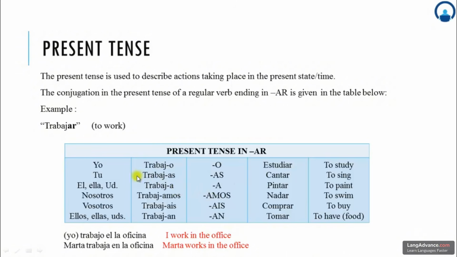Let's start. Yo trabajo. Tú trabajas. Él, ella, usted trabaja. Nosotros trabajamos. Vosotros trabajáis. Ellos, ellas, ustedes trabajan. Now I'll repeat only the conjugations of the verb and I will not repeat the subject pronoun. So focus only on the verb with its conjugation.